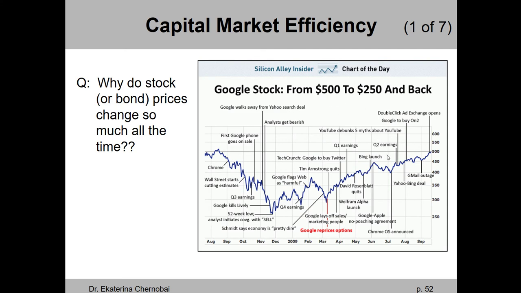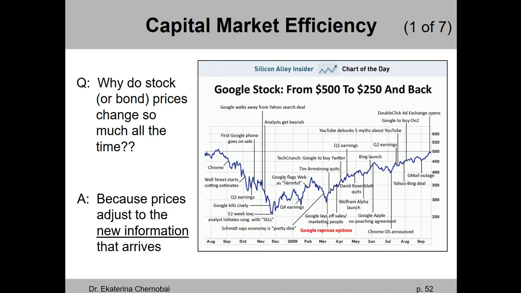So it's all the different things that happen that affect Google and how much people are willing to pay for Google stock shares that are actually the reason why the stock share price fluctuates so much and so often. So it all has to do with the information that comes in that somehow makes people more hesitant to buy the shares, and so the price drops, or more willing to buy the shares, and so the price jumps. So it has to do with the prices adjusting to the new information that arrives.